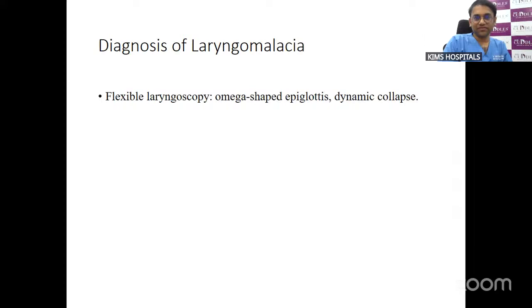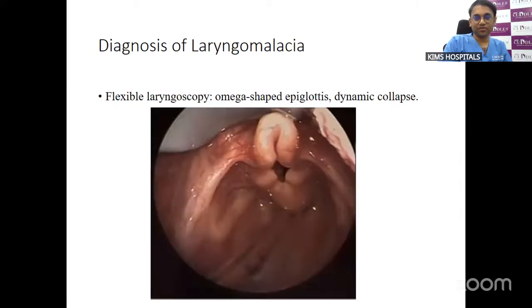So we want to diagnose the laryngomalacia. When you have symptoms, we need to do a flexible laryngoscopy, where you can see the omega-shaped epiglottis with dynamic collapse. This is one of the patients where we can see this omega-shaped epiglottis, and also thick airway secretions. We're not able to even see the vocal cords properly because of so much collapse of the epiglottis and the upper airway into the glottic area.